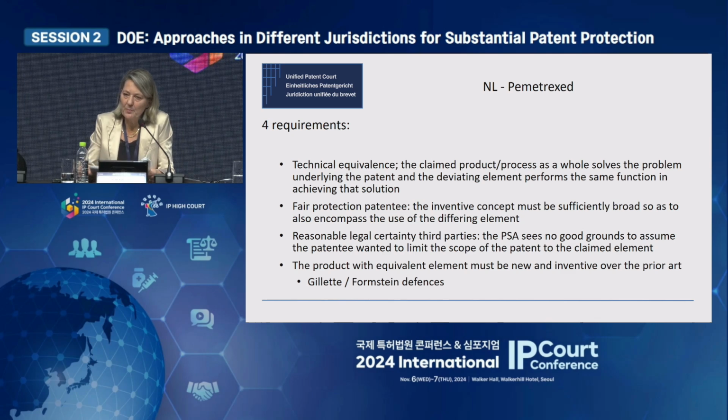So if the person skilled in the art sees good grounds to assume that the patentee actually wanted to limit its scope, then the attacked embodiment cannot be an equivalent. And finally, also, the equivalent element must be new and inventive over the prior art. So we also recognize the Gillette and Formstein defense.